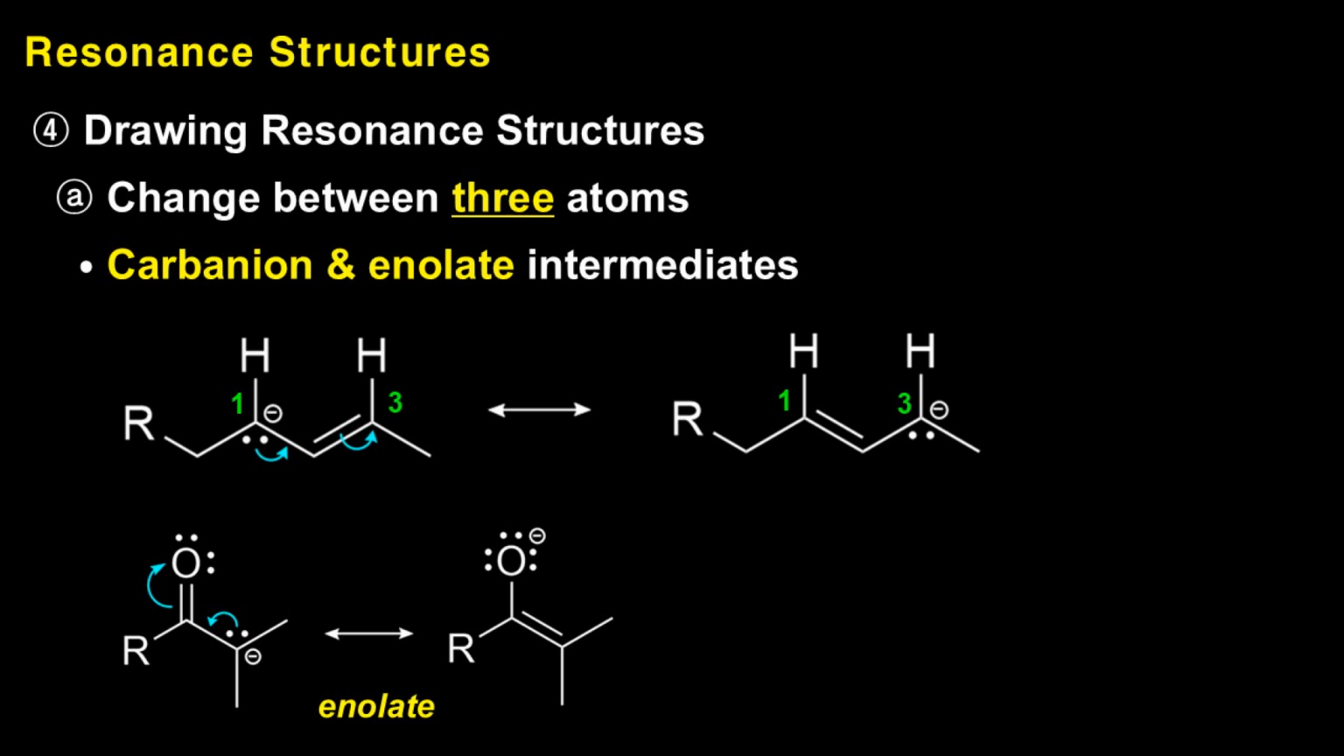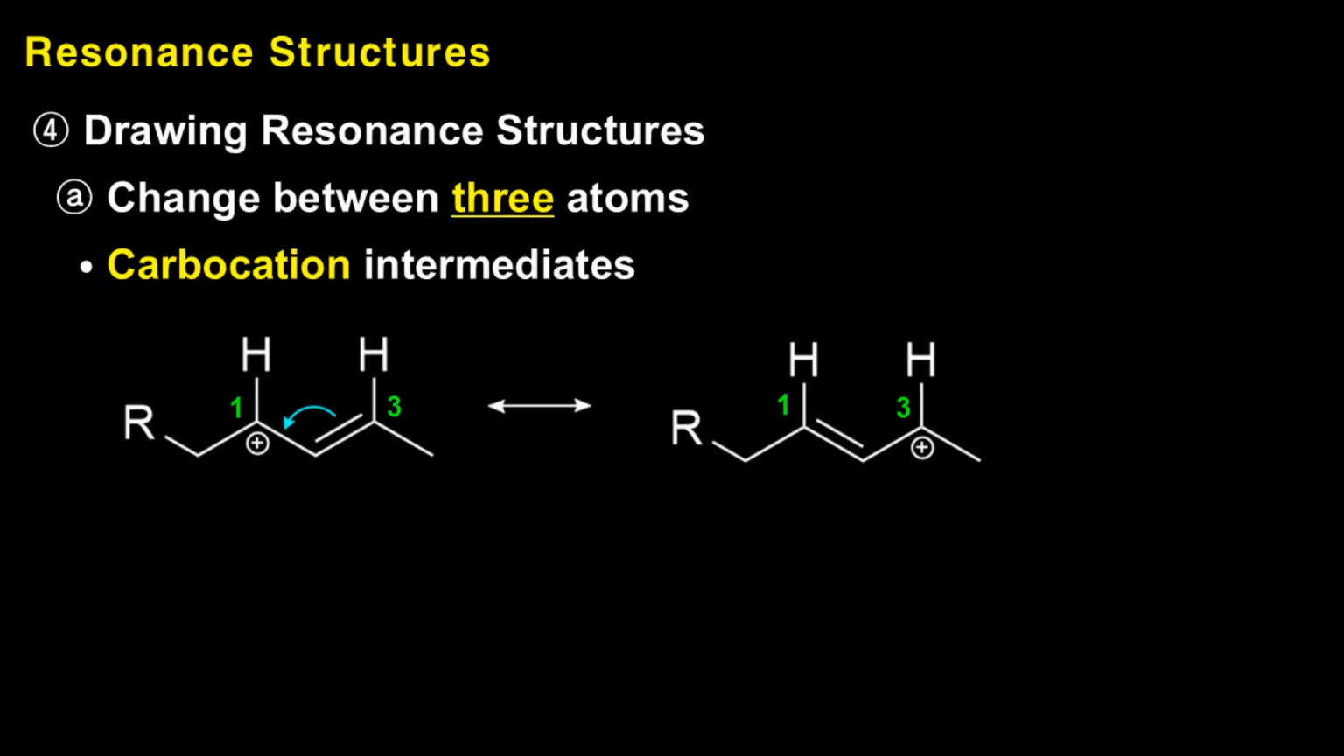You'll often see this in conjugated carbanions and enolate structures, where that kind of charge delocalization plays a big role in reactivity and stability. In the case of a carbocation intermediate, the positive charge can also be delocalized through resonance.